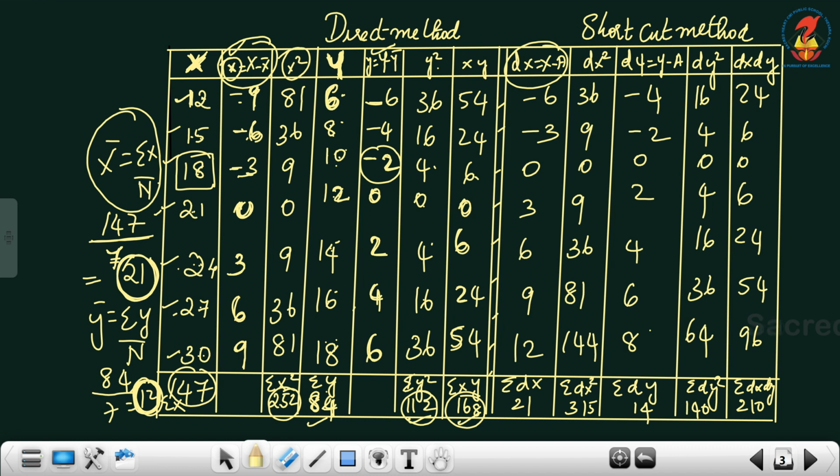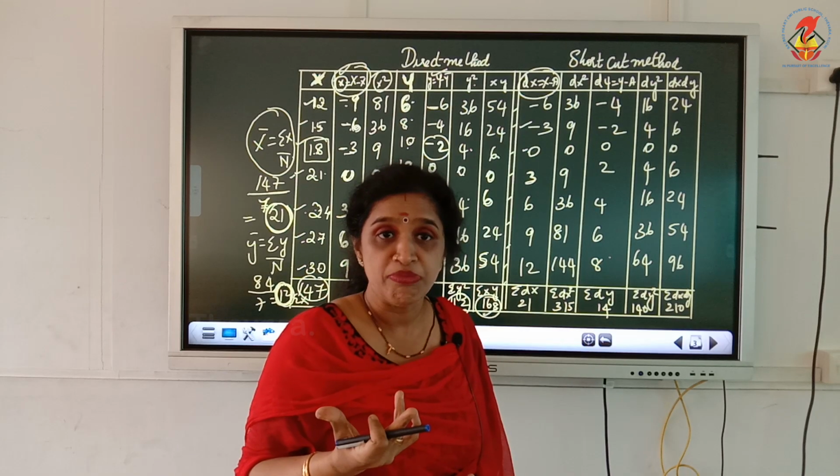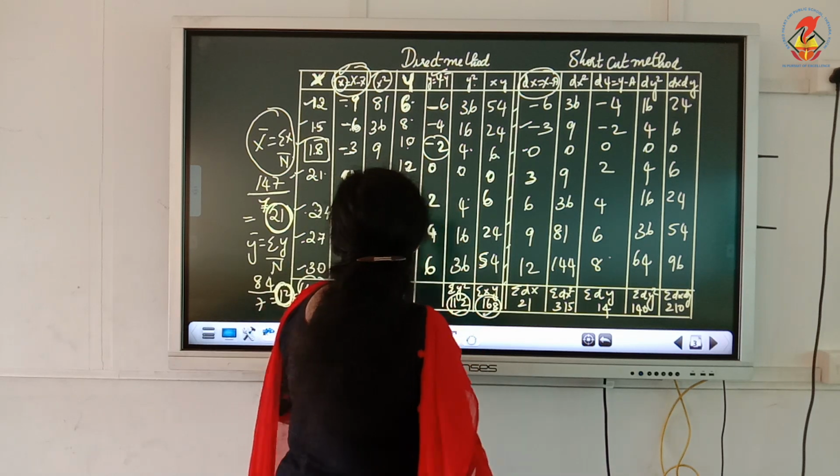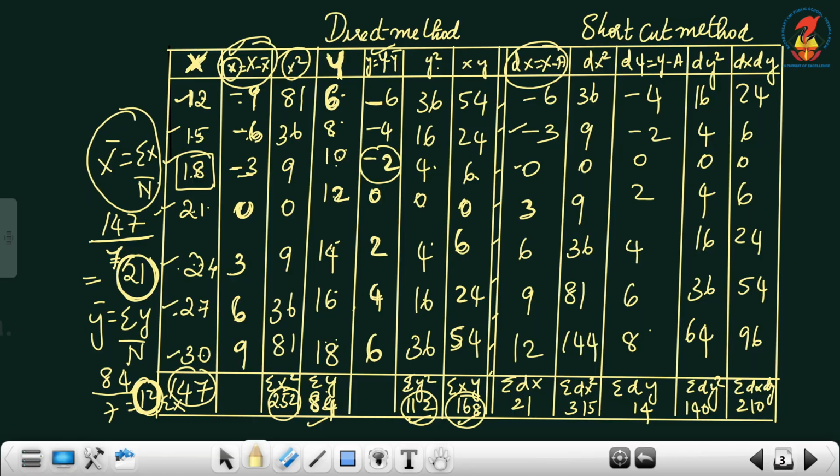Therefore it will be 12 minus 18, that is minus 6, isn't it? Then 15 minus 18, that is minus 3. Then 18 minus 18, 0. Then comes 21 minus 18, 3. You have done this deviation when we calculated the mean, isn't it? The same way you have to find out the deviation, that is x minus a. Then 24 minus 18. So as per that calculation, the values are minus 6, minus 3, 0, 3, 6, 9 and 12.